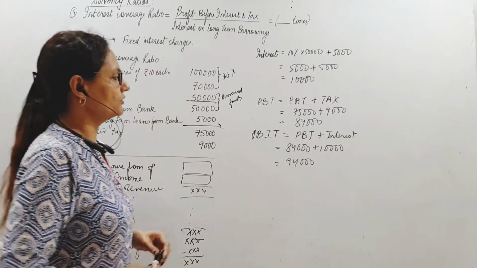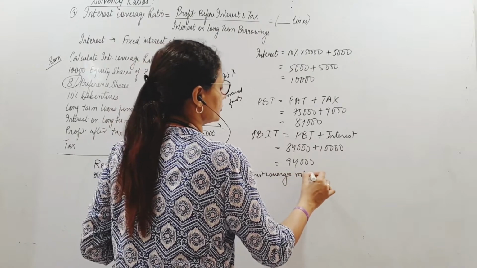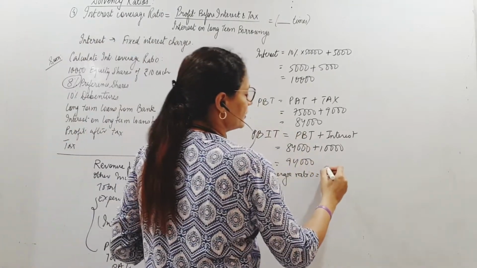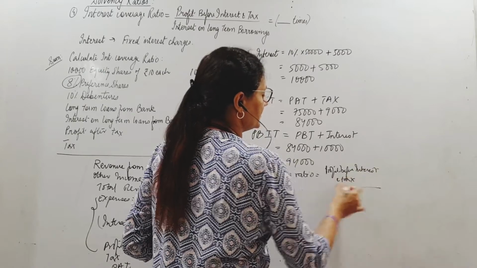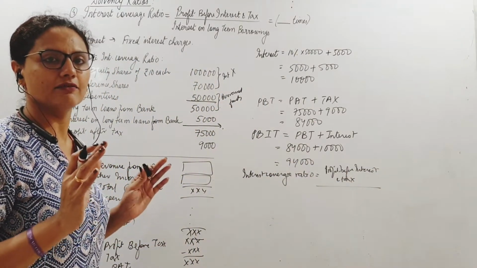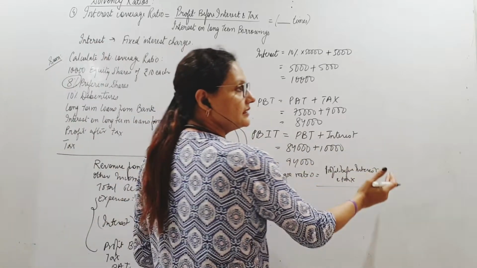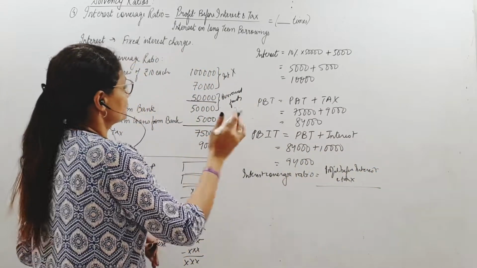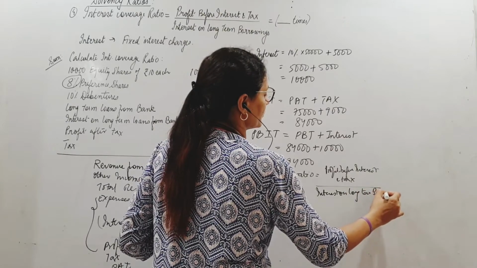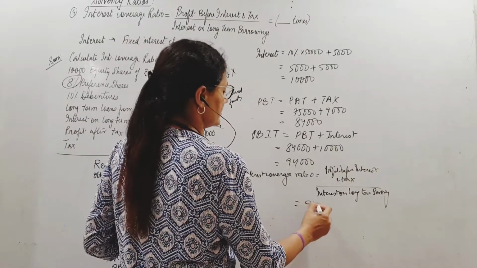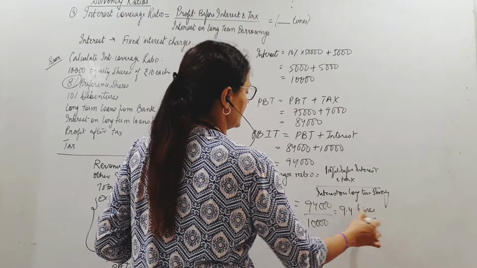Clear? So now that we have both the numerator and denominator, we write interest coverage ratio is equal to profit before interest and tax divided by interest on long-term borrowing. And please remember, no short forms are allowed in the formula when you write the formula. Here I have used short form because this is the calculation. Whenever you are writing the ratio for which your marks will be allotted, please do not write any short form.